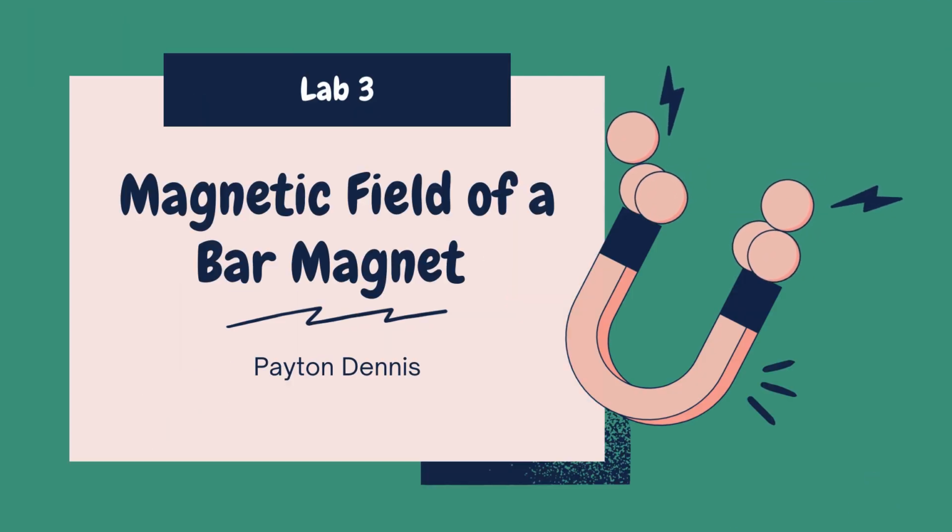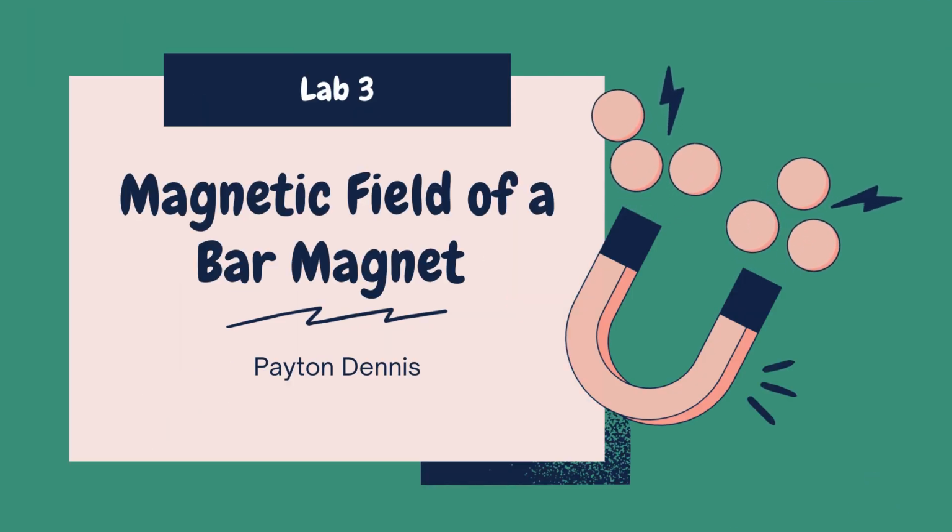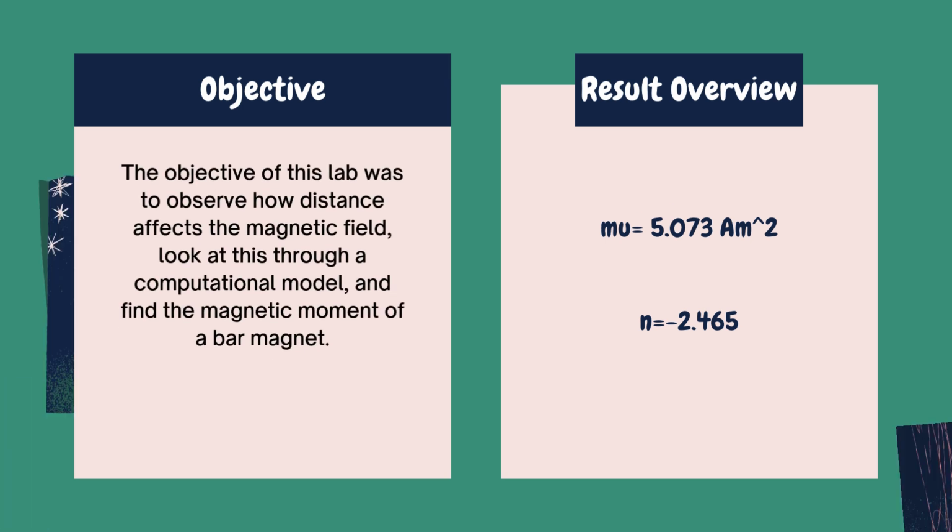Hi, I'm Peyton, and today I'm going to be explaining Lab 3, which is the magnetic field of a bar magnet. So, the objective of this lab was to observe how distance affects the magnetic field, look at this through a computational model, and find the magnetic moment of a bar magnet. The results that I found was actually that mu is 5.073.